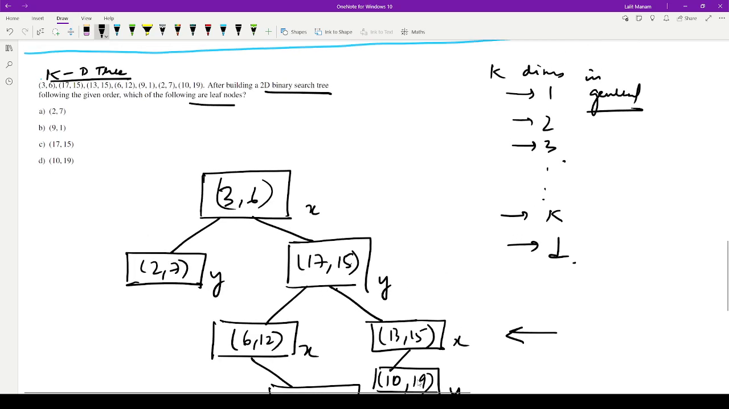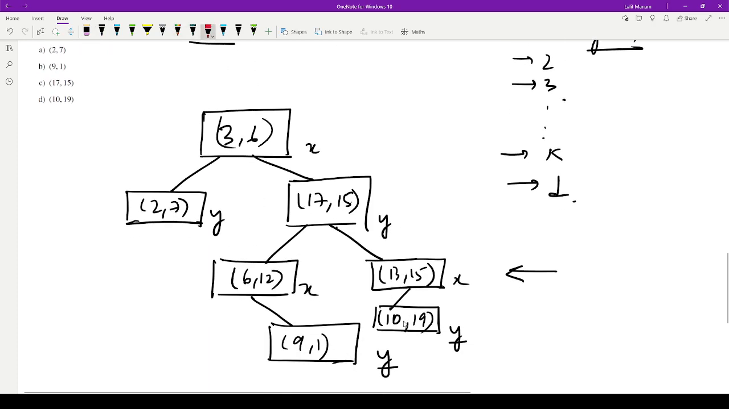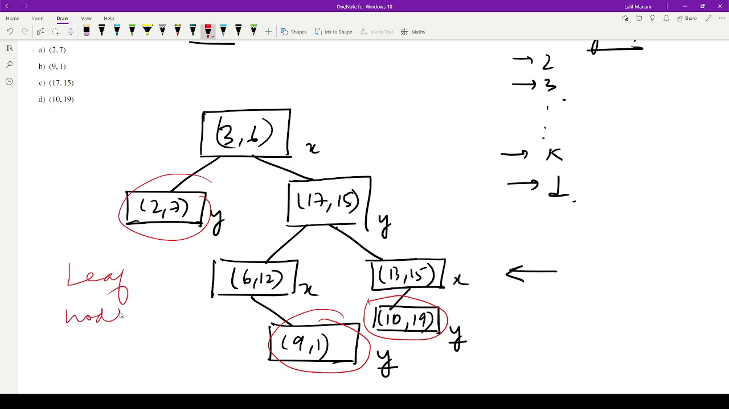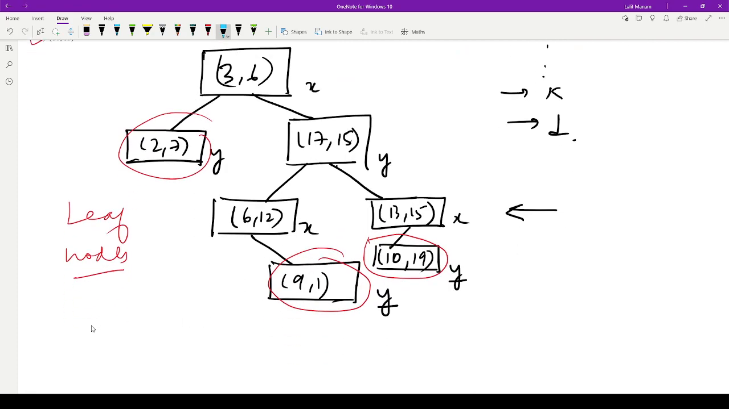So we constructed this binary tree, which is pretty simple. Which of the following are leaf nodes? What are the leaf nodes that you see here? 2, 7, 9, 1, 10, 19. Yeah, all these are leaf nodes. Is this question clear? Yes, sir. I guess this is the easiest one that we have.